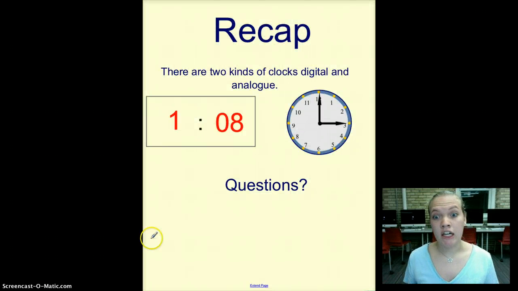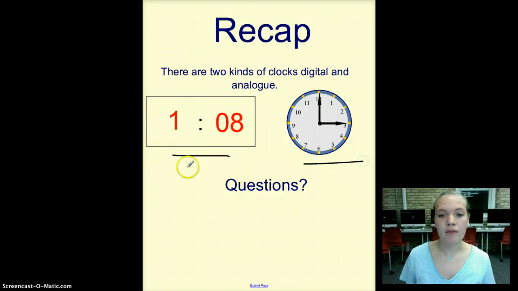So we just learned a lot of information. Let's take a quick recap. So there are two kinds of clocks, a digital clock and an analog clock. When reading a digital clock, we first look at this number here to tell us the hour. Then, after the colon, we look at these numbers here to tell us the minute. So here it is 1:08.